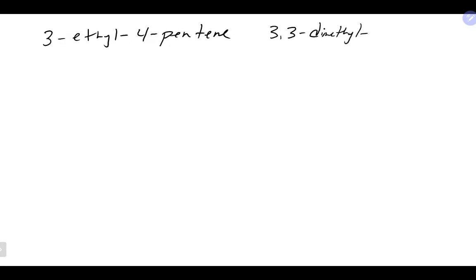Okay, then let's do some names, back to formulas just to make sure. Let's do 3-ethyl-4-pentene. And let's do 3,3-dimethyl-1-butene. Let's see what we come up with there. You could draw the condensed formulas for each of these.